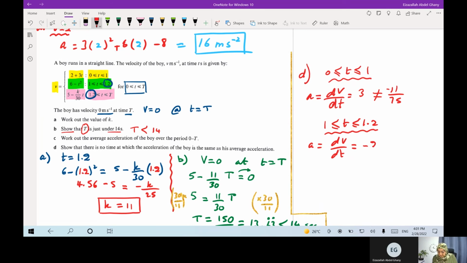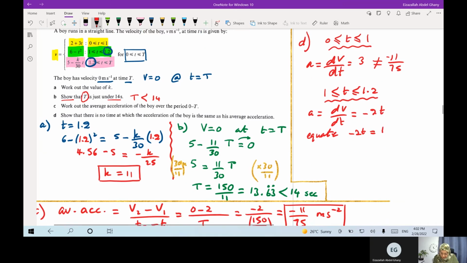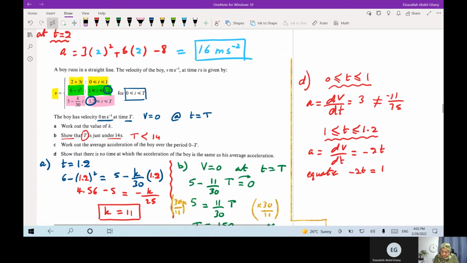power goes down, it will be negative 2t. We'll try to equate it to the average acceleration we got, and then we find time. And when we find time, we wish it is not in the range which is from 1 to 1.2. I'll repeat. The duration from 1 to 1.2 seconds, I have the acceleration is negative 2t. I'll try to equate negative 2t to the average acceleration, which is negative 11 over 75.